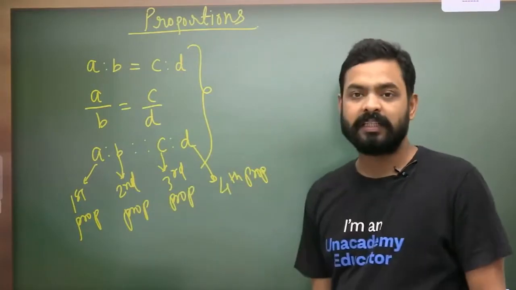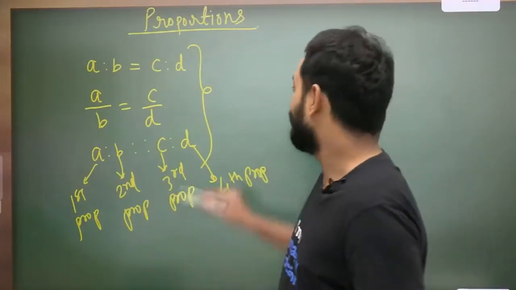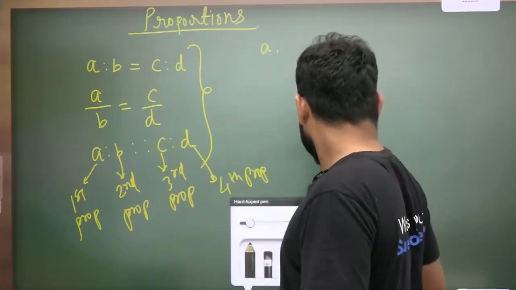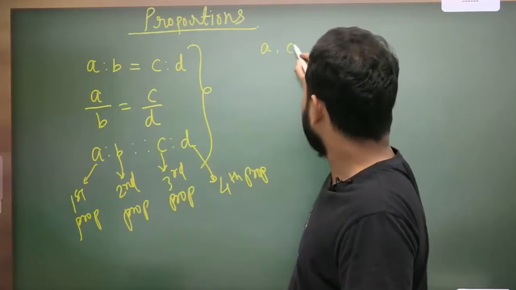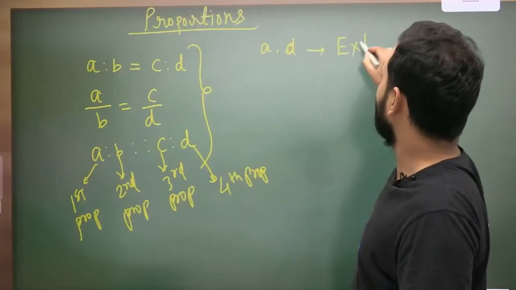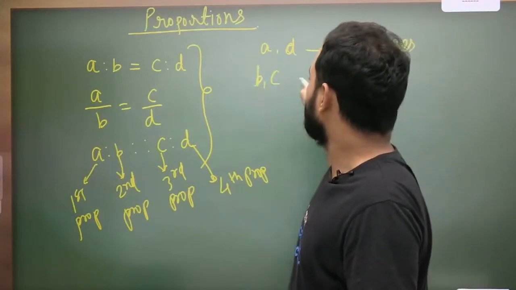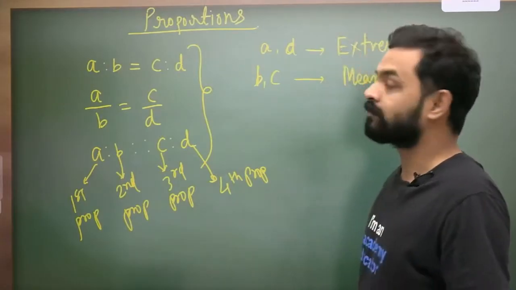Right? A, B, C, D are the first, second, third and fourth proportional respectively. Now A and D are called extremes. And B and C are called means.